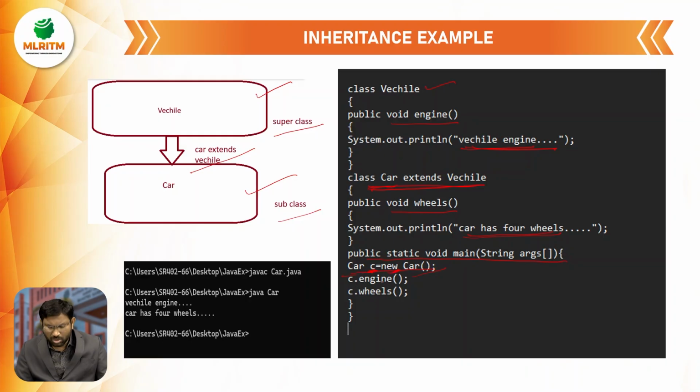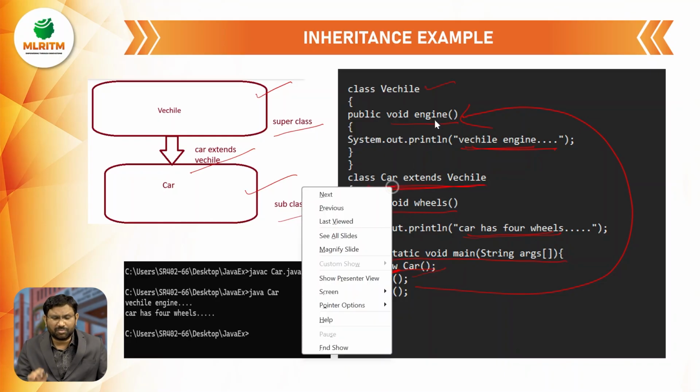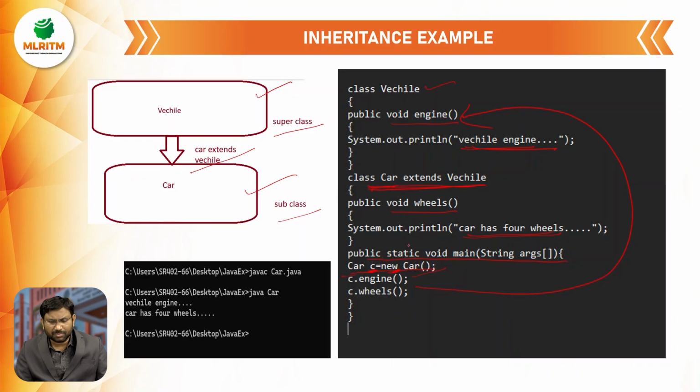Here I have written c.engine. The engine method is available in the parent class, but the child class can access this parent class method. That is nothing but inheritance. Here we have written Car extends Vehicle, which means Car can acquire the properties of Vehicle. So c.engine gives the output "vehicle engine".